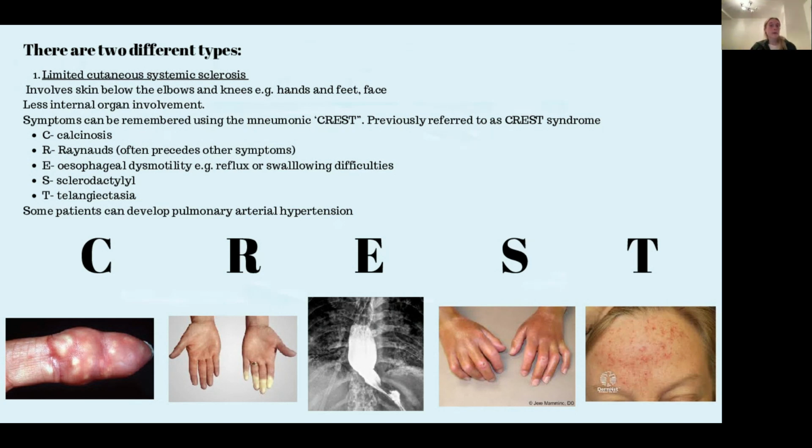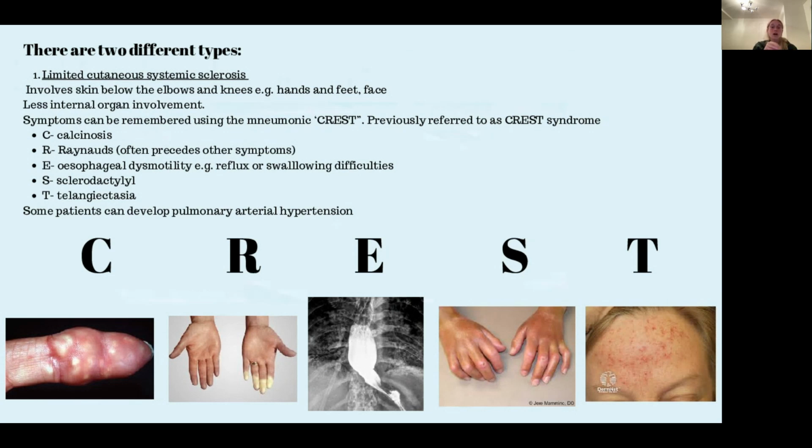The symptoms, you can remember with the mnemonic CREST, because it used to be referred to as CREST syndrome. They've moved away from calling it CREST syndrome, but it's a good mnemonic for remembering some of the symptoms that you might see in patients. So that can be things like calcinosis, which is build-up of calcium under your skin, which you can see in that photo there. You can get Raynaud's, which is also shown in the image under the R. So it's where you get discoloration of the fingers due to poor circulation and blood supply.